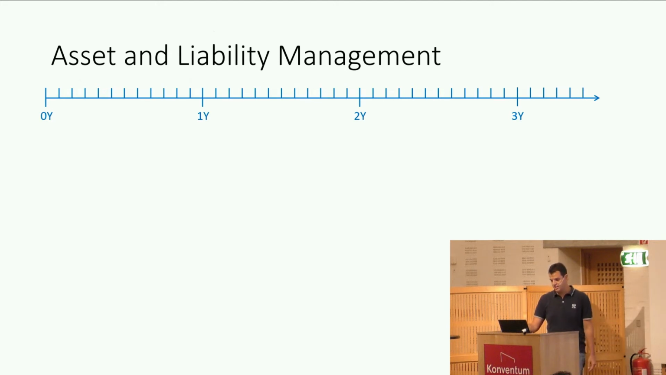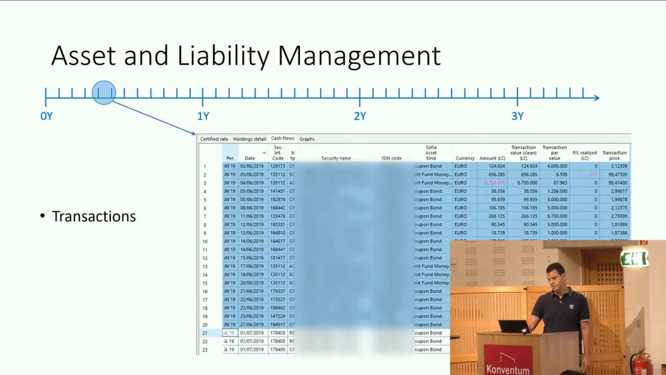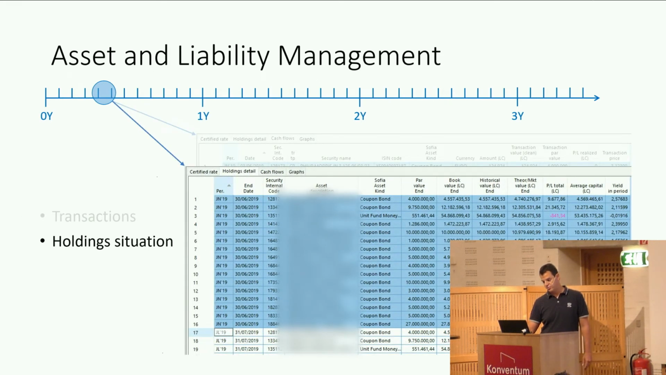You have a starting date today, and you have a future of a few years, and you decide a time interval for doing your calculation step by step. For each of these time intervals, you have a starting situation, so you probably have market values and book values of all your holdings. Then you read the transactions from your database, perhaps putting in estimations concerning future uncertain cash flows such as variable coupons and dividends, and then you're able to calculate the end of period situation for all your holdings.